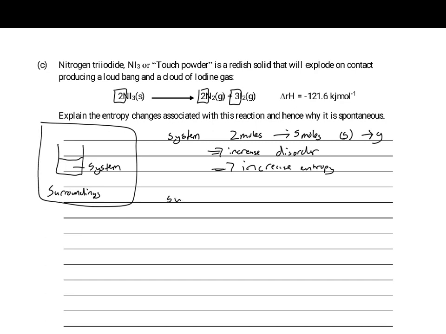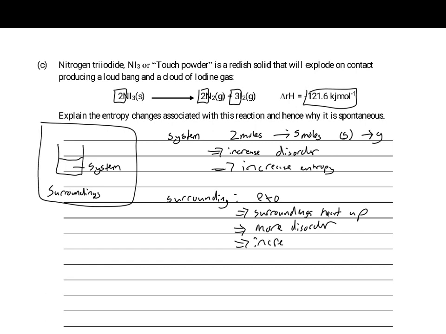Okay, in terms of the surroundings, that flashing is really annoying. Surroundings, this reaction is exothermic because we're told up here it's a negative enthalpy of reaction. What that means is energy is given off. In this case, it's heat. So because it's exothermic, the surroundings are going to heat up. And when surroundings heat up, they move faster. When things move faster, there's more disorder. And when there's more disorder, you get an increase of entropy.